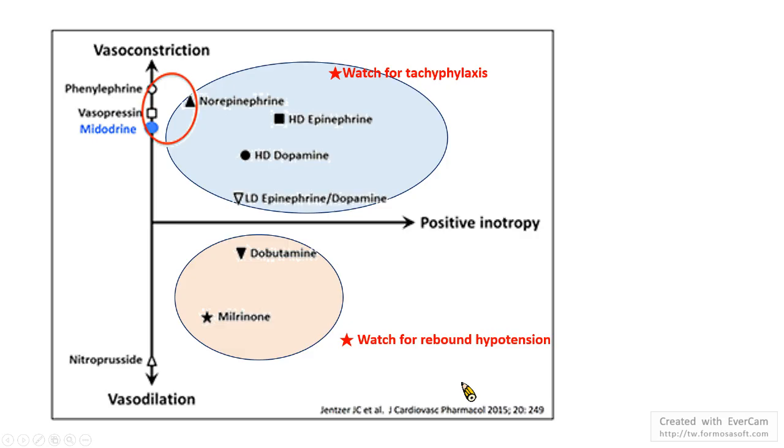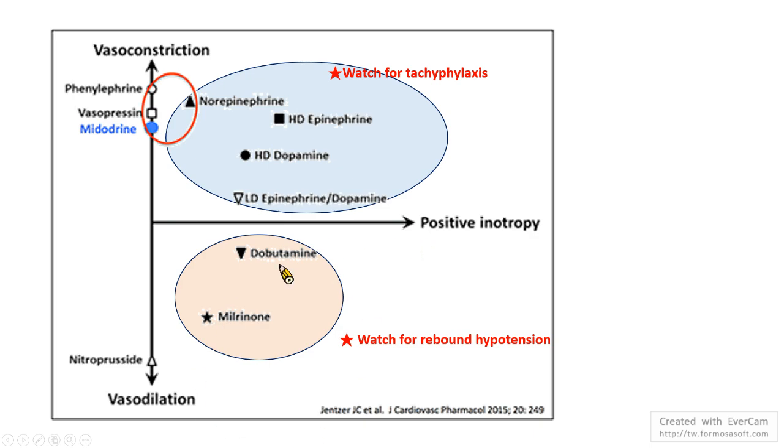So if we try to plot these pressors and inotropes by inotropy effect versus the vasoconstriction effect or vasodilation, here is the distribution. And with the upper first section, you need to watch for the tachyphylaxis event.